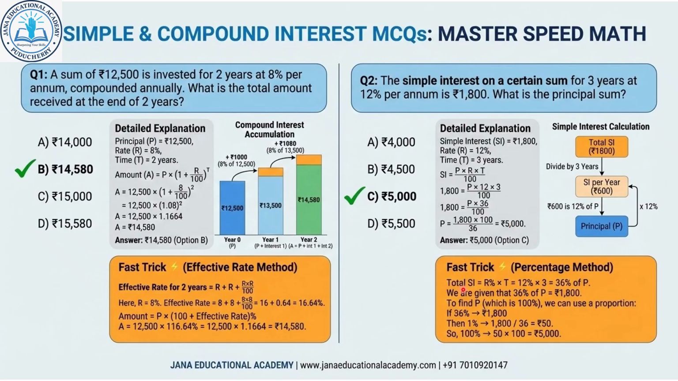Or you can calculate using a faster method also. R percentage into T, so 12% into 3 is 36 percentage of the principal. The principal we don't know. So 36 percentage is 1800. So 1% is nothing but 50. So if we make it 100%, it is nothing but 5000 rupees. So we can calculate very easily.